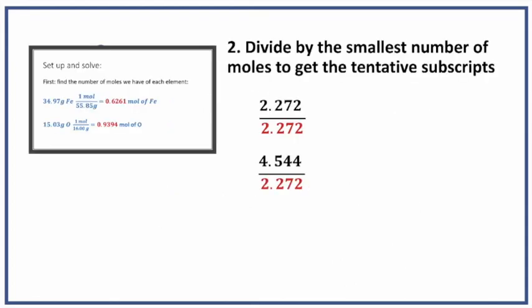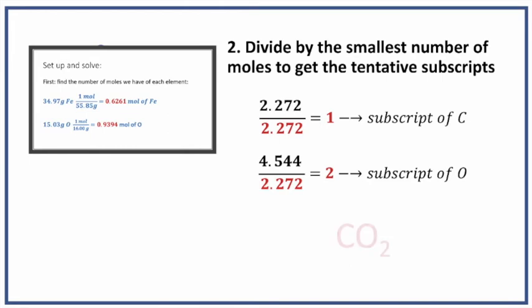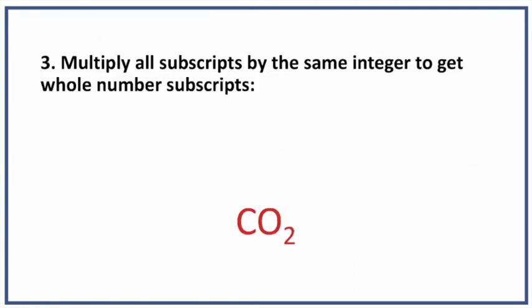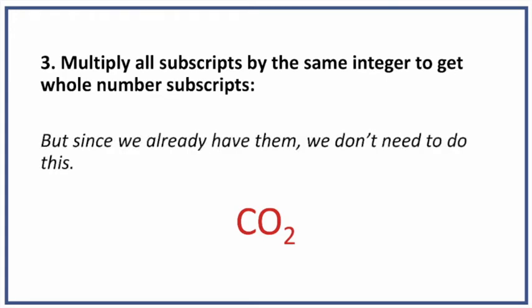Now for step 2, we're going to divide our number of moles by 2.272 to get our preliminary subscripts. And when we do that, we get a 1 for carbon and a 2 for oxygen. And our preliminary formula is CO2. Now, we don't have any decimal numbers on this, so we're done. We don't have to multiply by anything. CO2, our preliminary formula, is also our empirical formula.